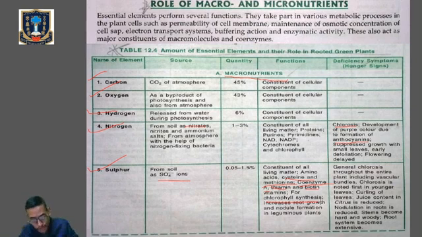Now let's talk about the deficiency symptoms or the hunger signs in the deficiency of sulfur. Simply there will be chlorosis, that is yellowing of leaves, followed by anthocyanin pigmentation. It will appear first in the younger leaves, and there will be accumulation of starch, sucrose and soluble nitrogens. The stem becomes hard and woody, and the root system becomes extensive. So these are the hidden hunger signs or deficiency symptoms of sulfur in plants.